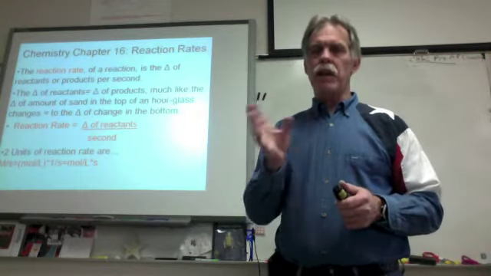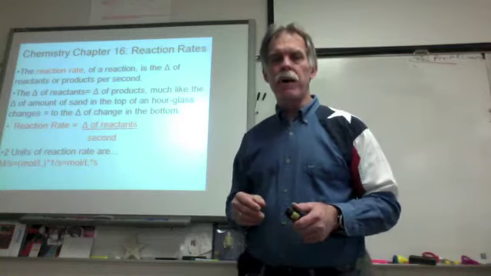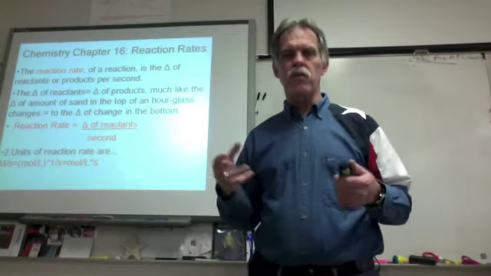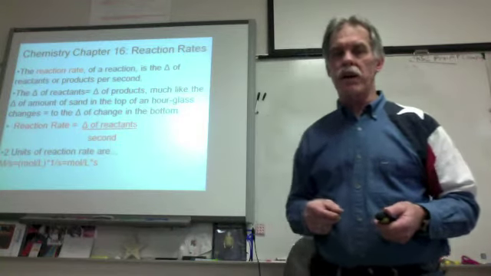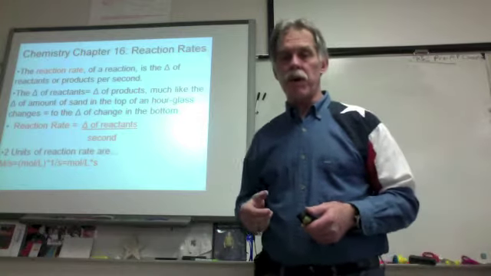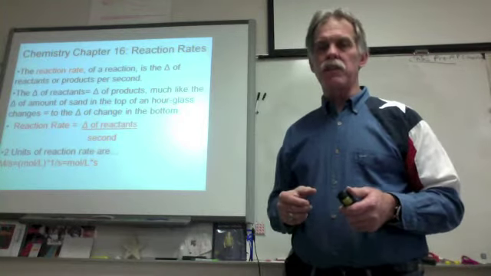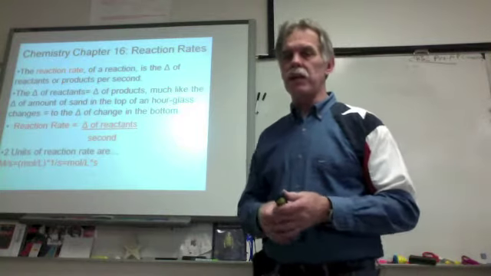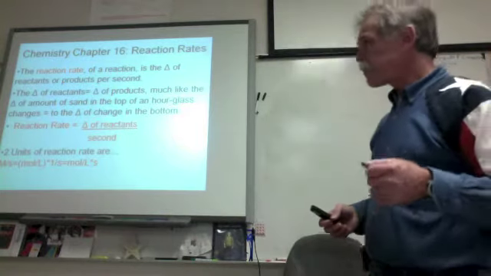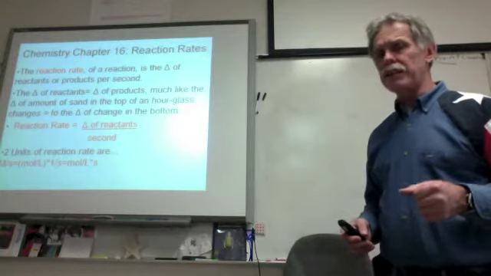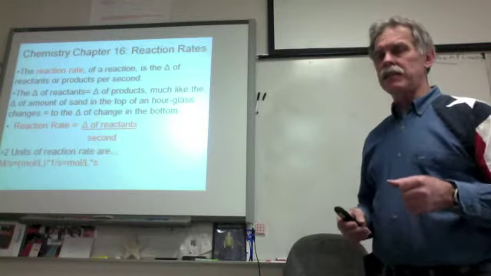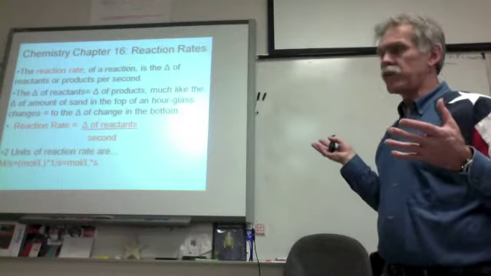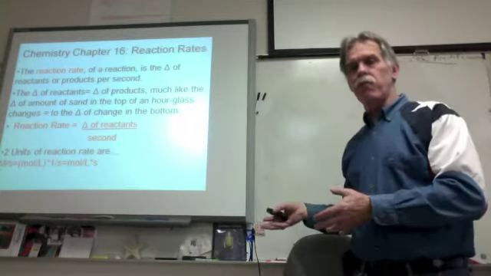And we don't use speedometers like we do in our car, but we use some other tools in order to determine the reaction rate. One of them might just be a stopwatch. There are reasons why reactions go fast or slow, and we're going to find out all that stuff today. First of all, reaction rate. What is it? Reaction rate is the speed of reactants turning into products.